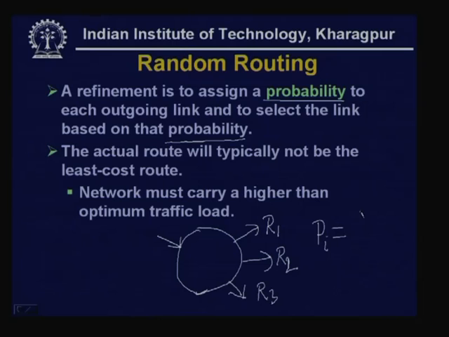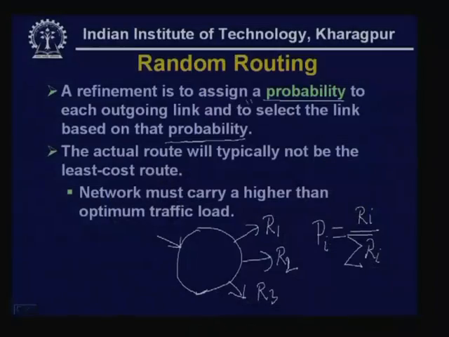Pi is equal to Ri, that means the rate of transmission through a particular link, divided by the summation of all the Ri's. That means in this particular case, in the denominator it will be R1 plus R2 plus R3, and in the numerator it will be one of the links. Then based on this the probability is calculated, and the link having the highest probability is used for transmission.